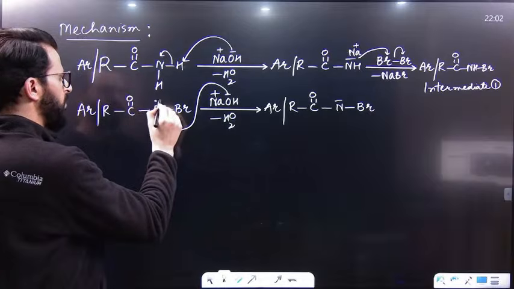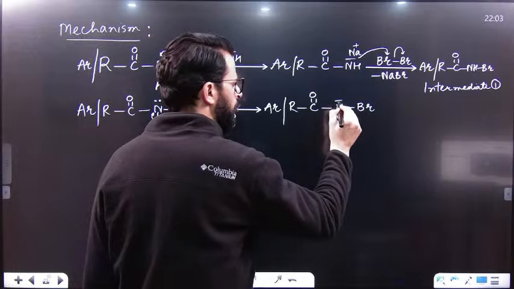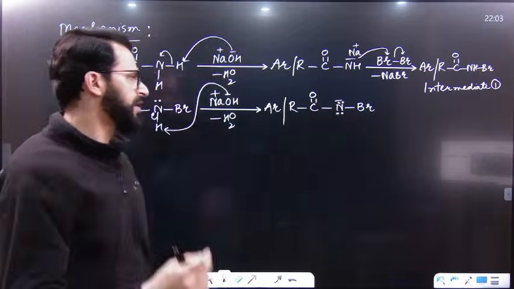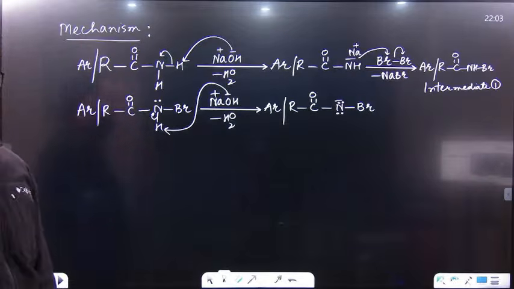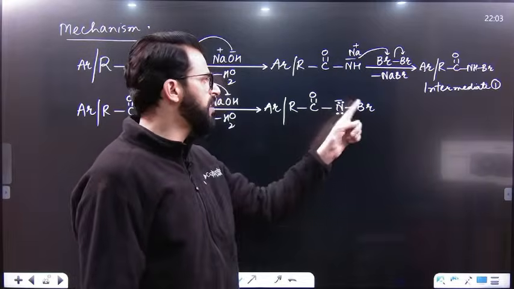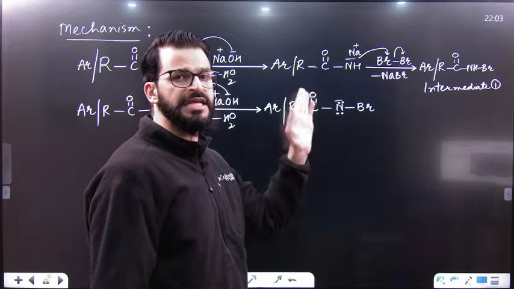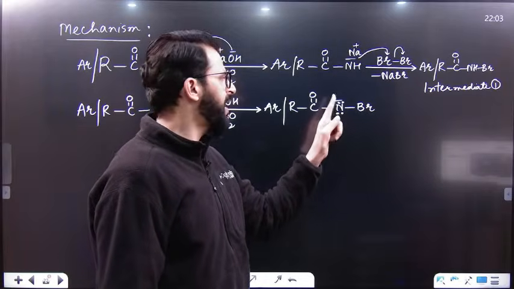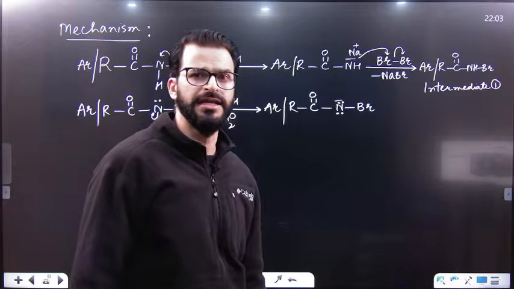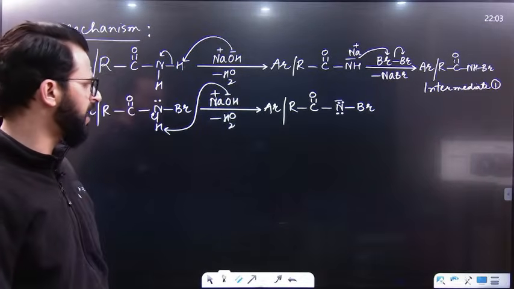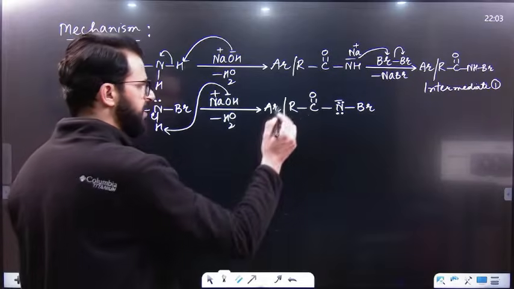First of all, we must know that nitrogen has a lone pair in its neutral state, and here there are two lone pairs present. This is known as the N-bromamide ion. That means this is an amide in which bromine is attached to nitrogen, and at that nitrogen an anion is formed. So this is the N-bromamide ion.